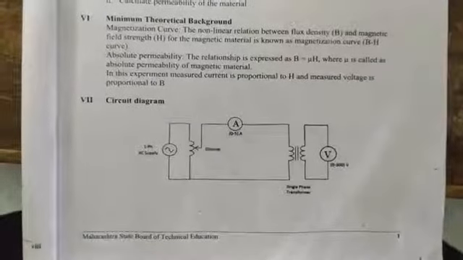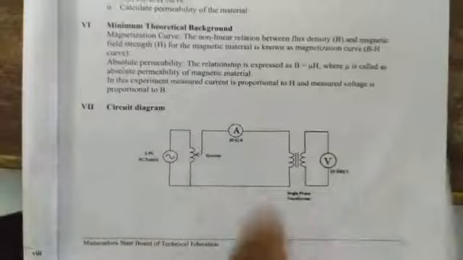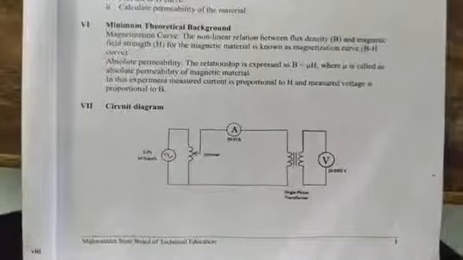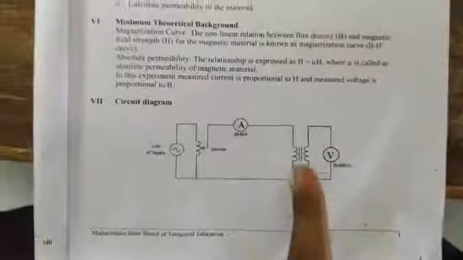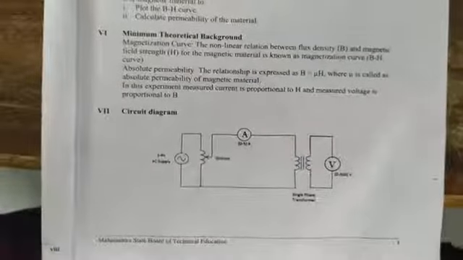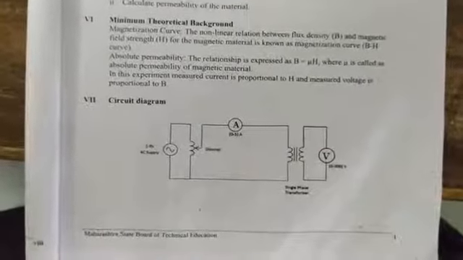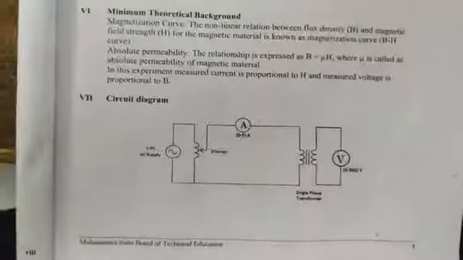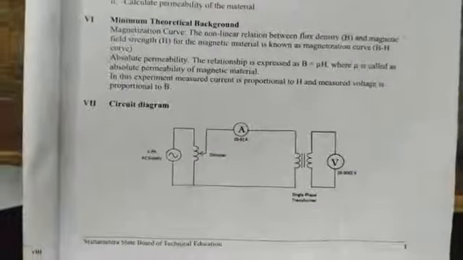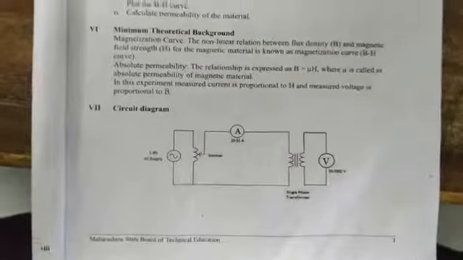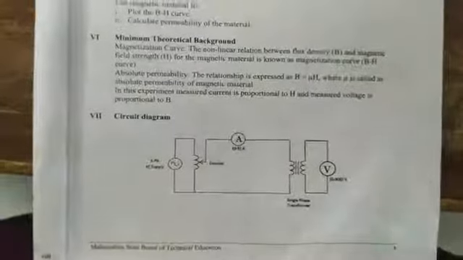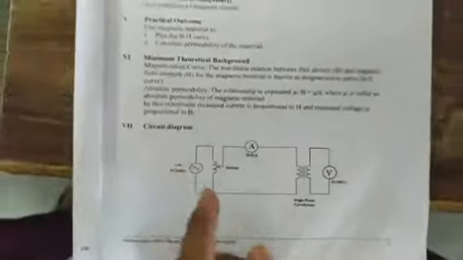The next one is an ammeter, which will measure the current, and here is a single phase transformer. It is a step down transformer, and we will measure the voltage of this step down transformer. So let us just see this experiment.